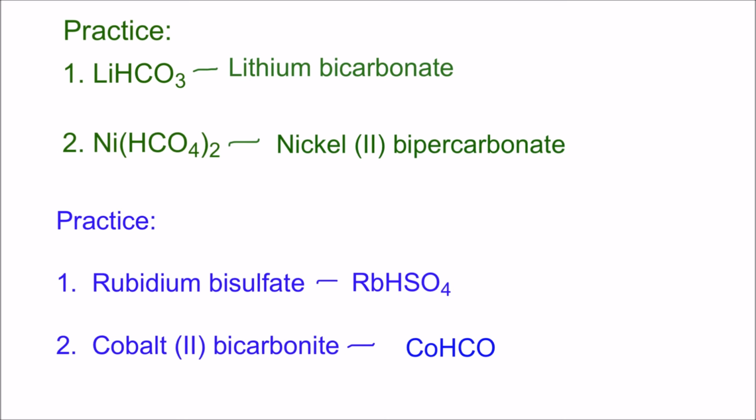Now we need to know how many oxygens. Well, we ended with "ite." Carbon is an "outie," which means it wants 3 oxygens to end with "ate." But here, you see we're ending with "ite," which means we must have 1 less oxygen than we're supposed to. So instead of 3 oxygens, we're going to have 2 oxygens.